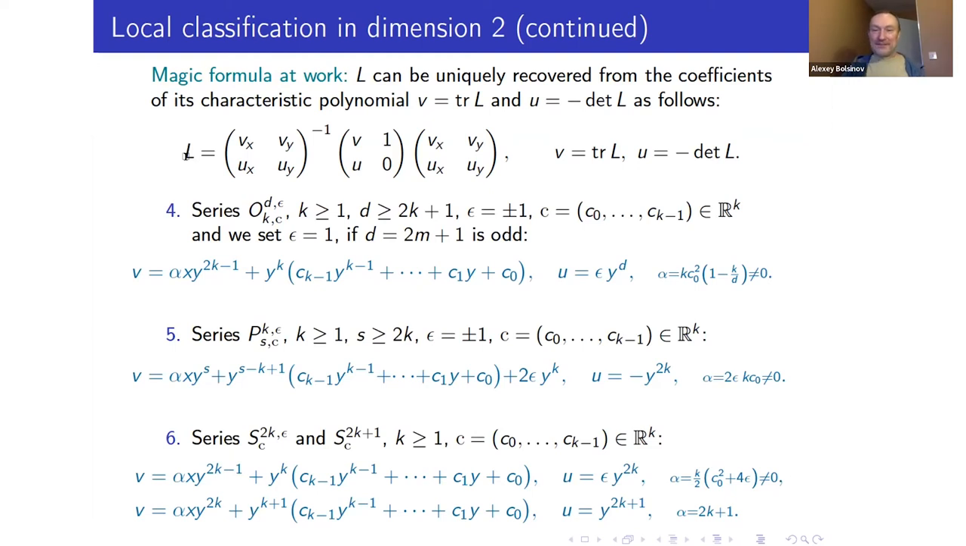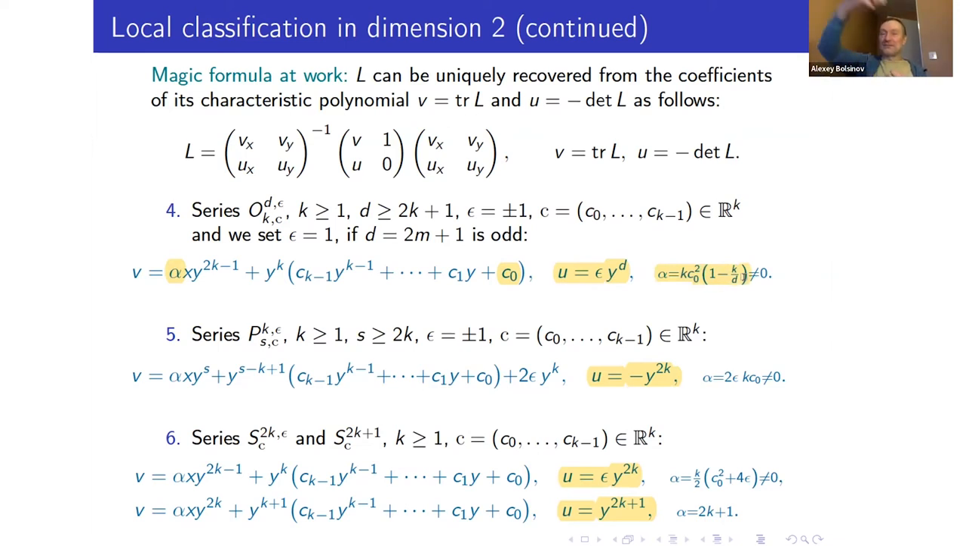And here is the complete description. I want to briefly comment on this. U is the determinant of L. So we can always find a coordinate system such that the determinant is just a power of the second coordinate. This is not true in all the cases here. Then what about the trace? I can find the first coordinate x such that the trace will be a polynomial with some conditions on the coefficients, for instance alpha here and c zero here. These two are dependent and related in a certain way. Anyway, this is the complete description.